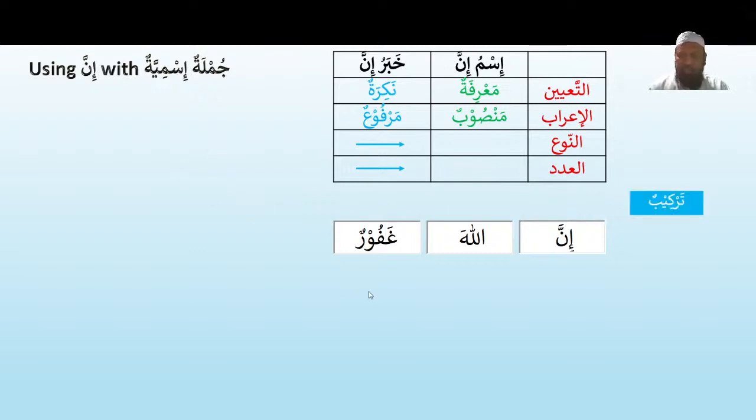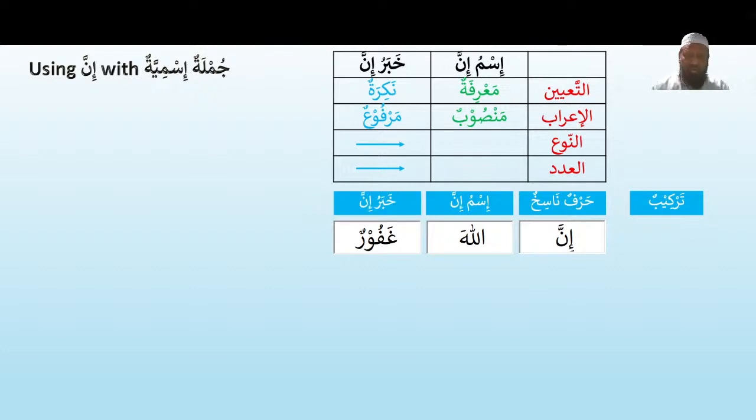Translation will be, let's do the تركيب first. تركيب: إن is called حرف ناسخ. To make it short, we can use حرف مشبه بالفعل, we can use حرف نسب. Okay, so حرف ناسخ. Let's use this for now. And لفظ الجلالة اسم إن, and غفور خبر إن. That's it. This is our جملة, and this is how we do the تركيب.